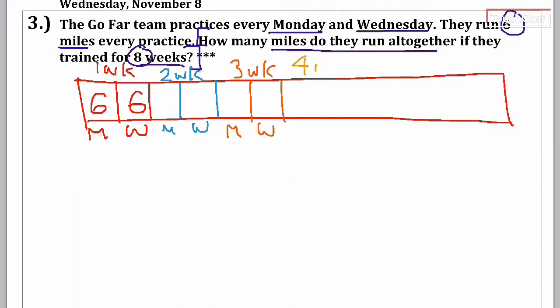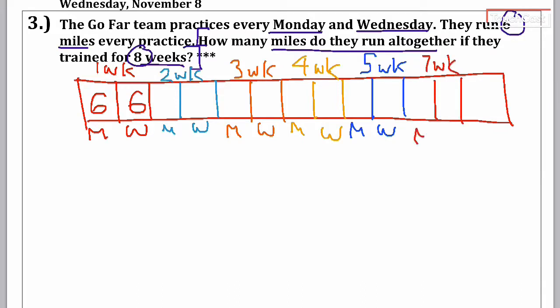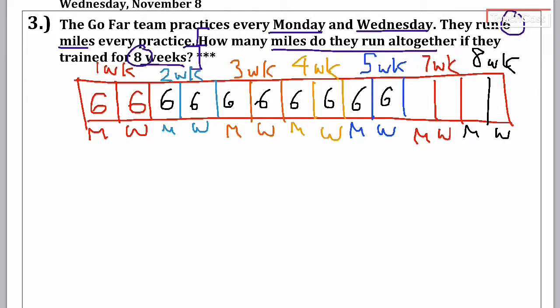I'm going to run out of colors. Monday, Wednesday. They run a fifth week. Oh my gosh, you see where I'm going with this, right, guys? Fifth week, Monday, Wednesday. Seventh week, I'm almost there. Monday, Wednesday. And an eighth week. Eighth week, Monday, Wednesday. And every single time they practice, they run 6 miles. 6, 6, 6, and so on. Whew. So they ran for 8 weeks, 6 miles each time on Monday and Wednesday. And that is all beautifully represented here.